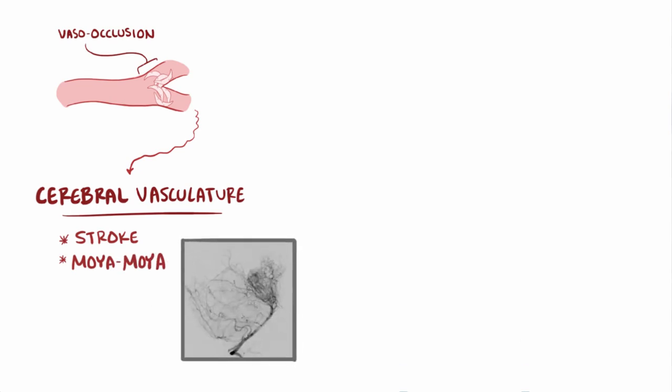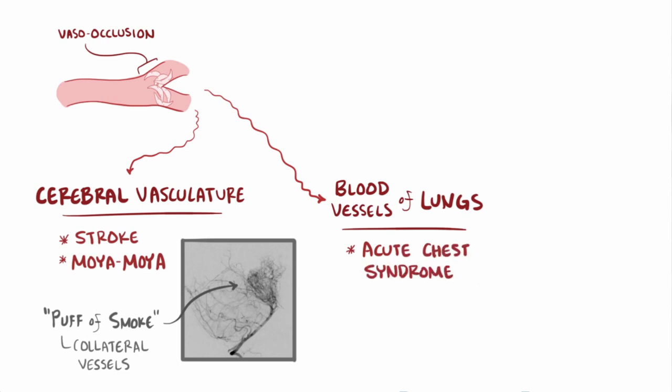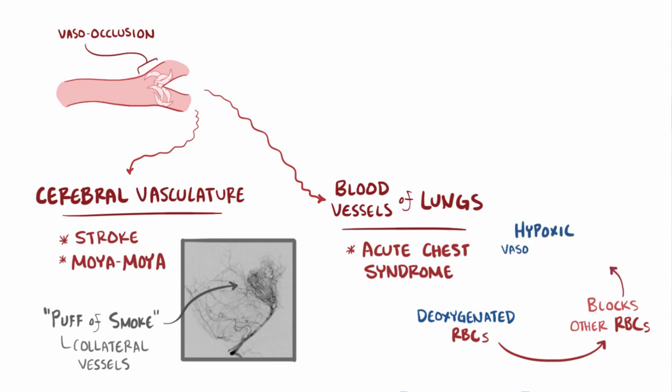Sickled red blood cells can also get stuck in the cerebral vasculature, causing strokes and moyamoya disease, which is named for a puff of smoke collateral vessels that bypass blocked arteries. They can also get stuck in the blood vessels of the lungs, leading to acute chest syndrome. And this is particularly dangerous because it sets up a vicious cycle of congested, deoxygenated red blood cells preventing other red blood cells from getting oxygen. And this is made worse by the lung's natural tendency for hypoxic vasoconstriction, which is blood vessel constriction in areas of the lungs that are low in oxygen.